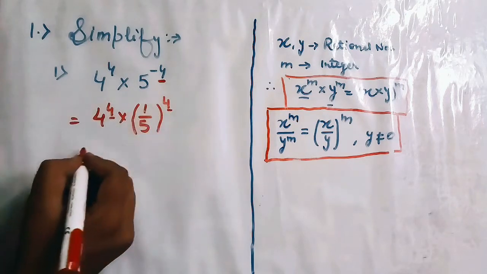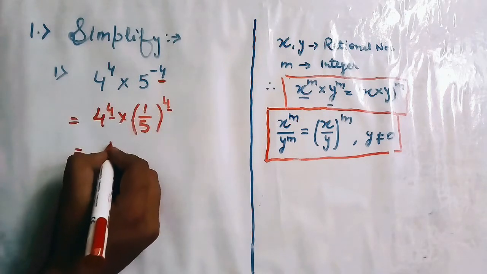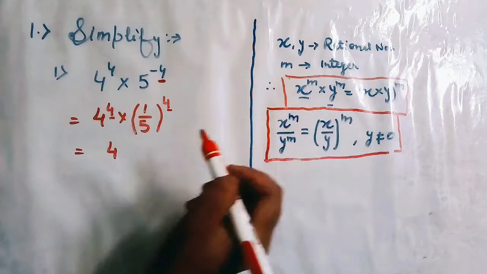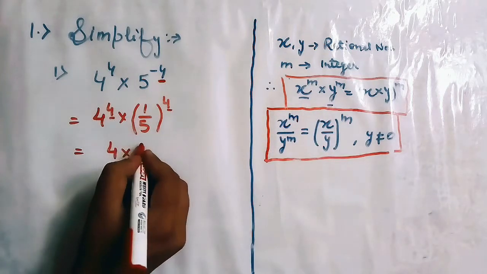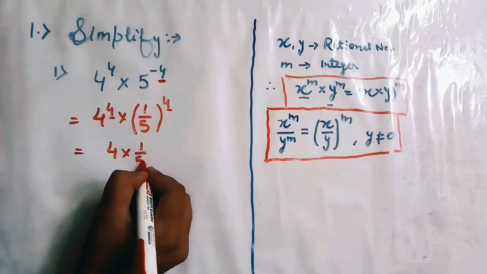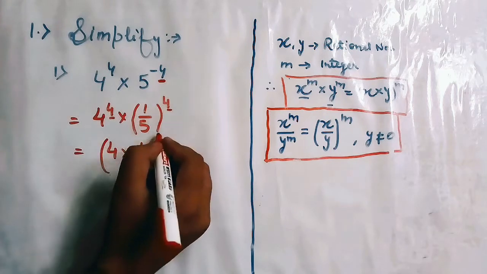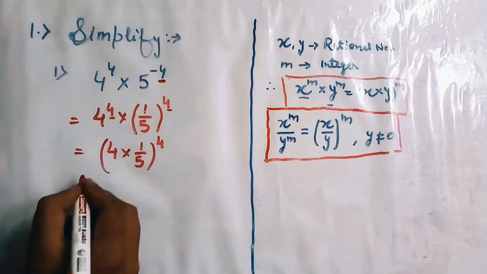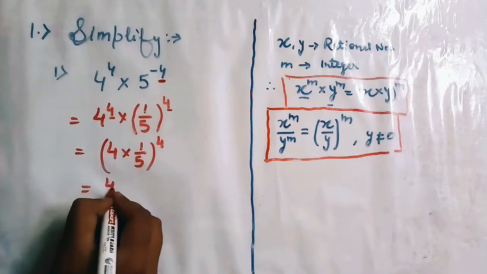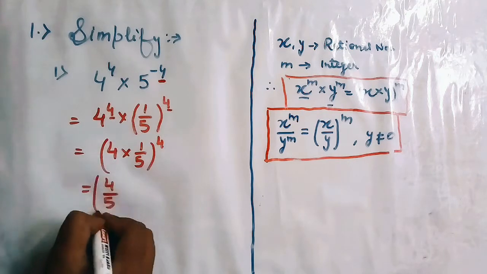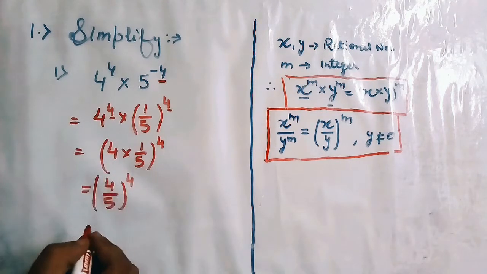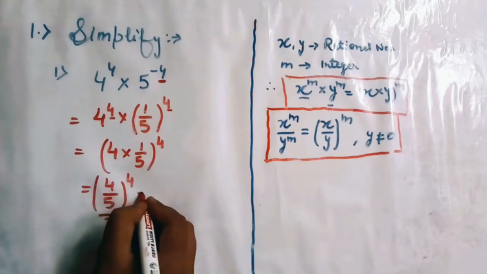Now the powers are same. Use first property and take power as a common, so it will become 4 multiplied by 1 upon 5, and the power can be taken as common, so power will be 4. So 4 multiplied by 1 upon 5 is (4 upon 5) whole raised to power 4.